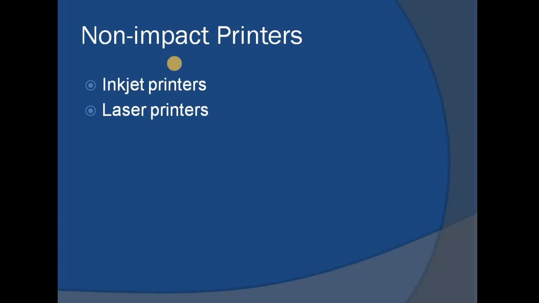Now let us study the second category, the non-impact printers. In that we have two subtypes, the inkjet printers and the laser printers. We call these two printers non-impact because there is no direct contact of the paper with the printer. So let us understand the concept of these two printers.